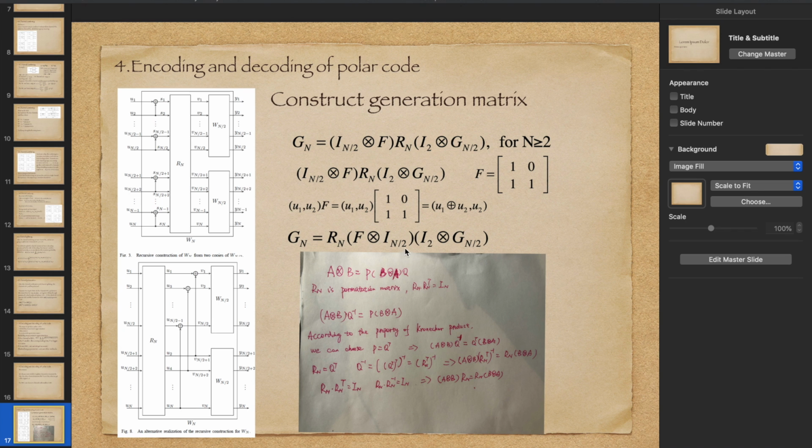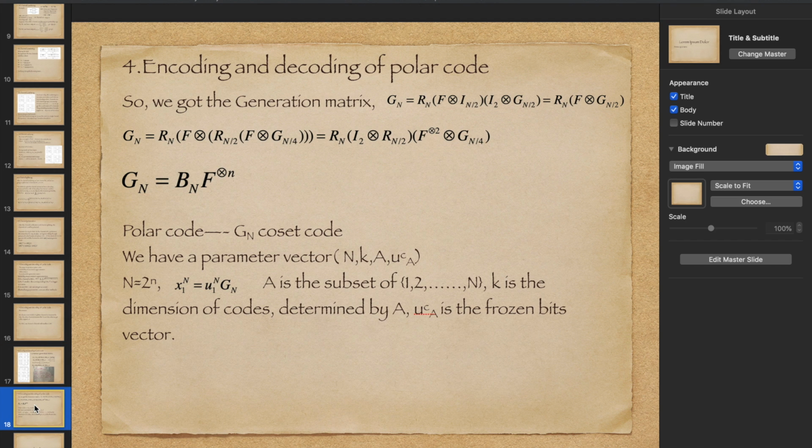Here's my proof that these two Gn are actually equal. The proof is based on the property of the Kronecker product and the property of the permutation matrix. It is easy. And then we need to get the generator matrix. The final expression of the generator matrix is this one.